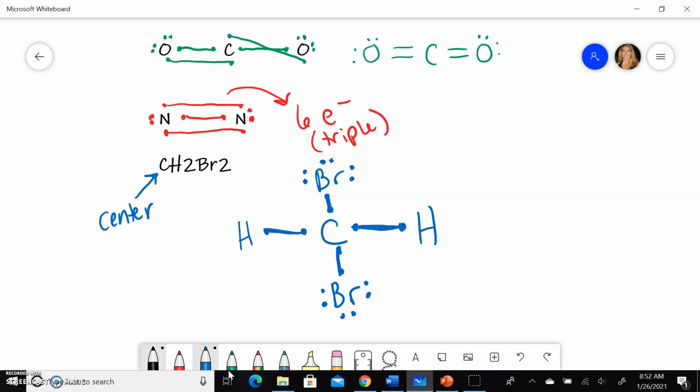And this one should work out perfectly. We don't need any double or triple bonds. I don't see any dots that are not paired up. And each bromine has 6 dots that belong only to it, plus 2 that it's sharing with carbon, which is 8. Carbon has 8 that it's sharing, and each hydrogen has 2, which is all it needs. So this one is stable as well.